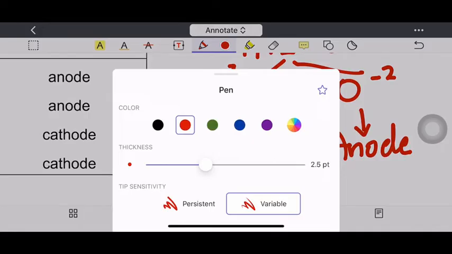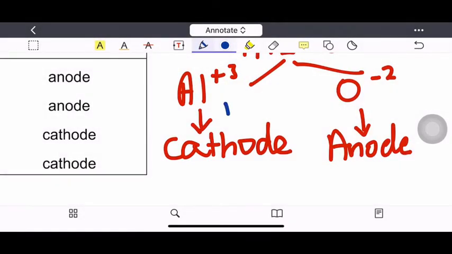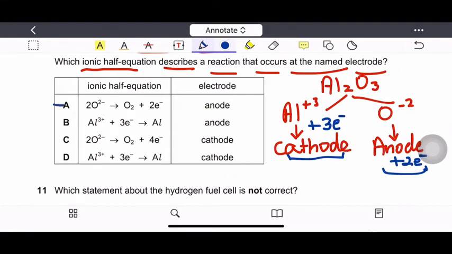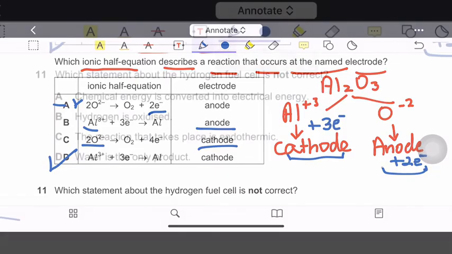Here, aluminium ions will gain 3 electrons and reduction will happen at cathode. Oxide ions will discharge electrons, or they will lose the electrons, so oxidation will happen at anode. Option A is showing oxidation, but the equation does not look balanced. Aluminium ions are not discharged at anode, oxide ions are not discharged at cathode, so correct option is option D.